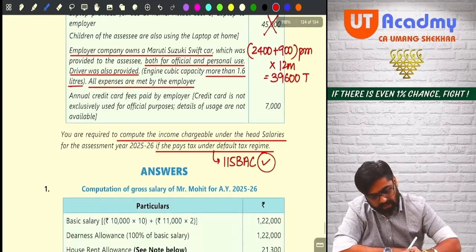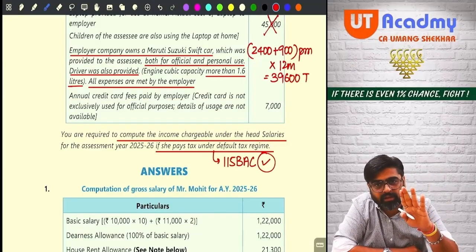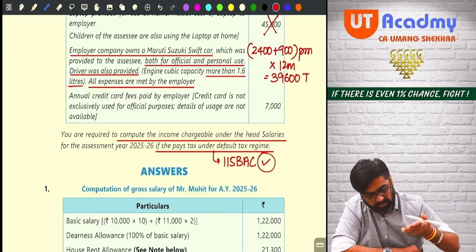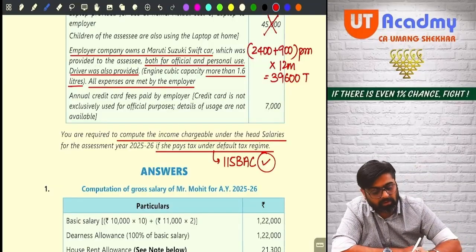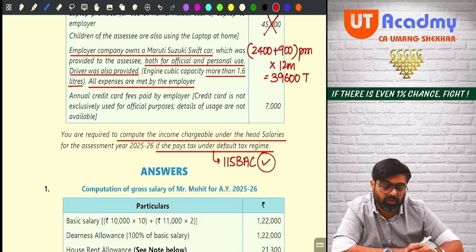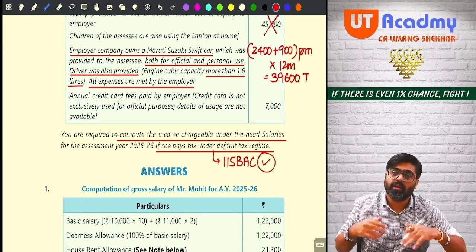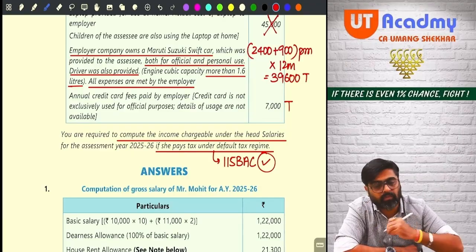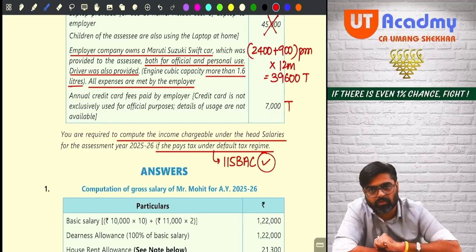Okay, next one. Annual credit card fee is paid by the employer. Do you remember the credit card facility? So your credit card annual fees is 7,000, that is paid by the employer. And the credit card is not exclusively used for official purpose. Details of the usage are not available, meaning that out of this, how much is official and how much is personal is not given. We will assume that the entire amount belongs to personal. So the entire amount of credit card payment made by the employer is your perquisite, fully taxable for you.